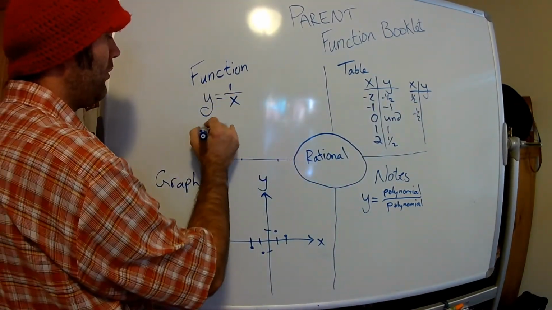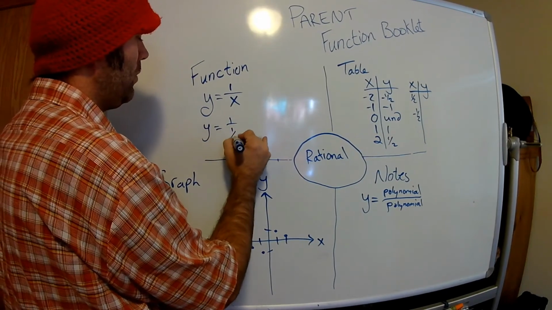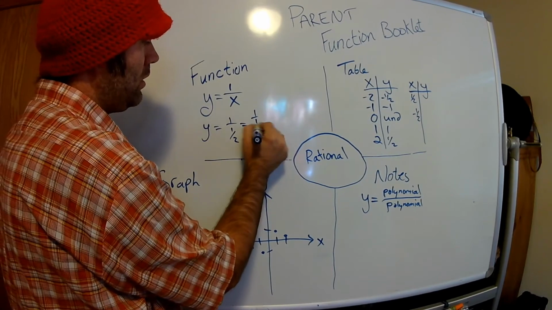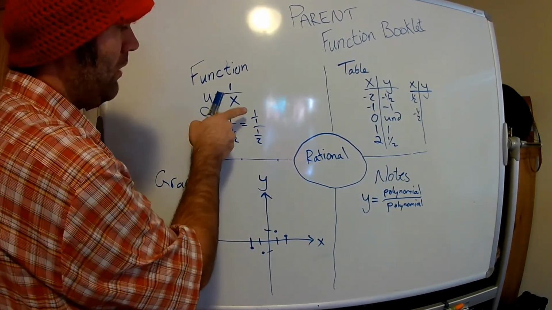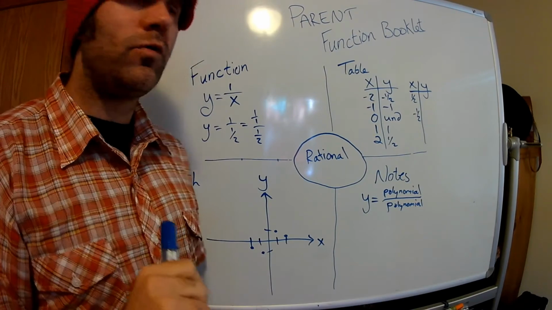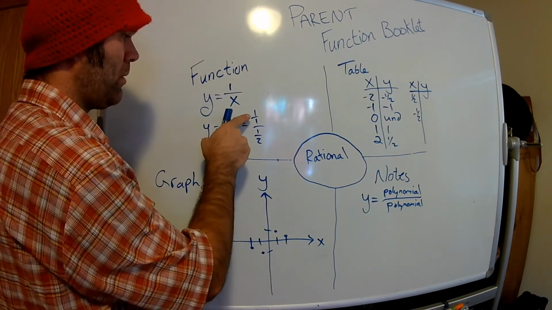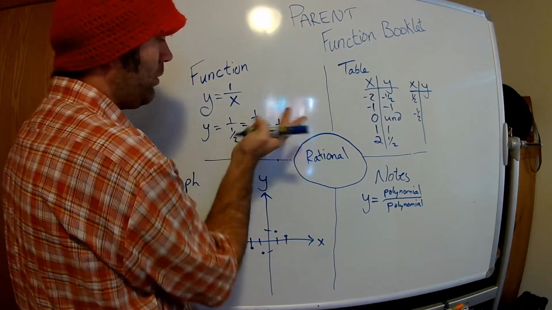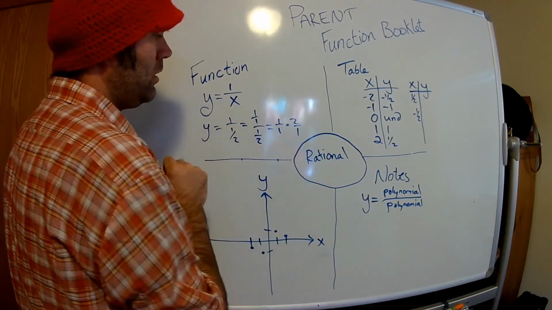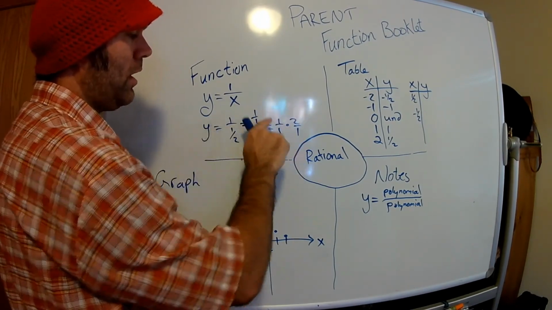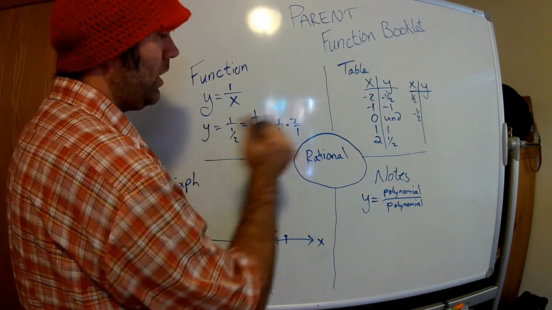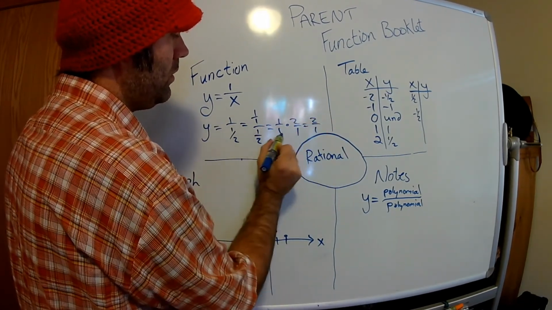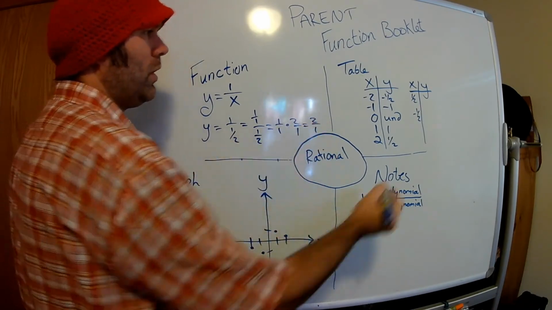1 divided by 1 half, so y equals 1 divided by 1/2. Well, 1 could be rewritten as a fraction, 1 over 1 divided by 1/2. We've got a fraction divided by a fraction, which we've learned many years ago probably, that a fraction divided by a fraction is the top fraction times the reciprocal of the bottom fraction. And multiply across, 1 times 2 is 2, 1 times 1 is 1, we get 2 over 1, and 2 over 1 is 2.